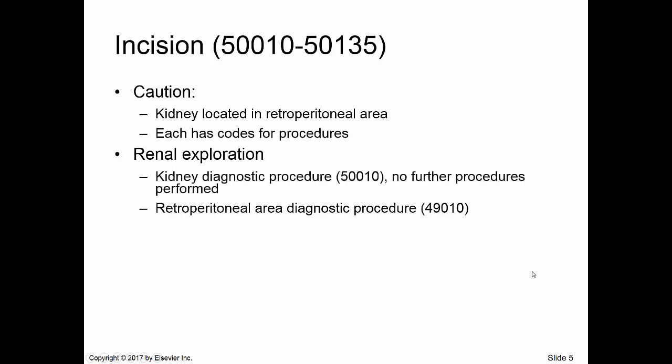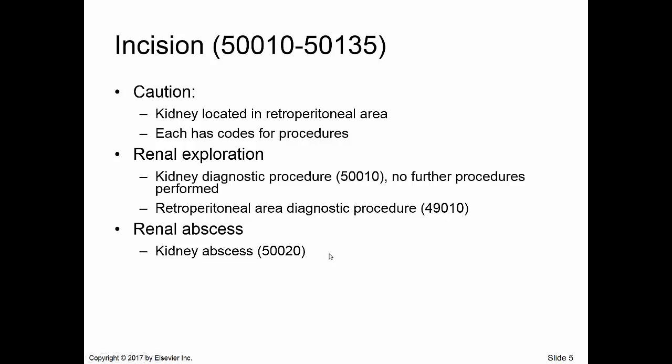You have to code the incision. You have to be careful. The kidneys are located in the retroperitoneal area, and so your approach can be different. Each incision has a different code for this procedure. The renal exploration, the kidney diagnostic procedure 50,010, has no further procedures performed. If you're only doing diagnostic, remember if it becomes surgical, then you're going to bundle that diagnostic procedure into the surgical. The retroperitoneal area is the diagnostic procedure, and that code is 49,010.